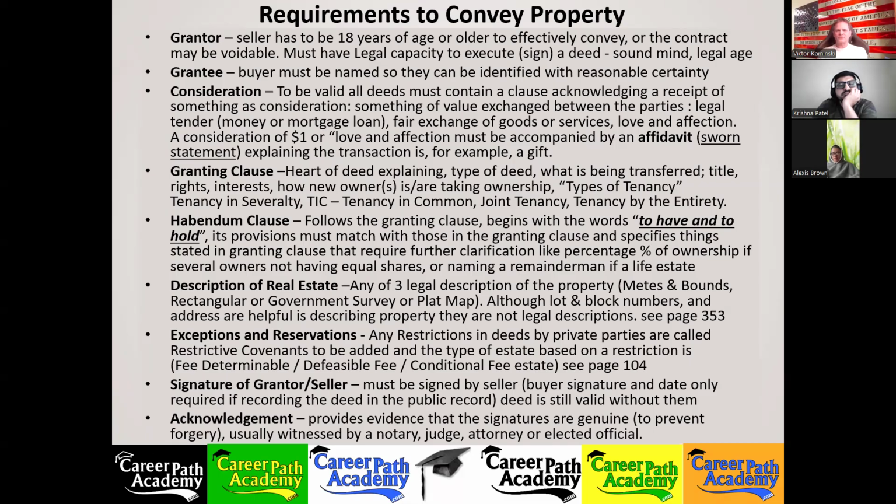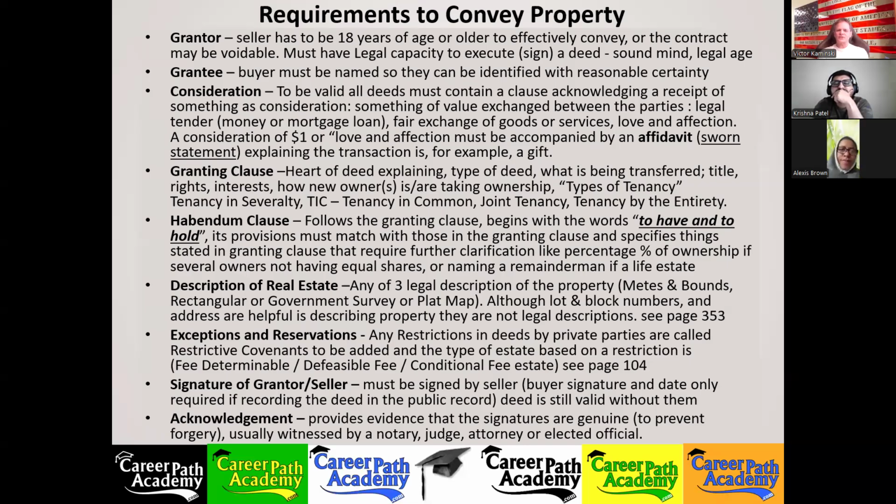Exceptions or reservations need to be stated if there's any restrictions that are to be added into the deed. And what do we call deeds that are based on a restriction? Ownership based on a restriction? Fee determinable, defeasible, or conditional fee estate. I have it written right there. And I got a cross-reference page number from chapter 6, page 104.